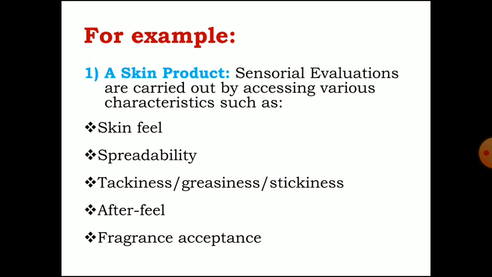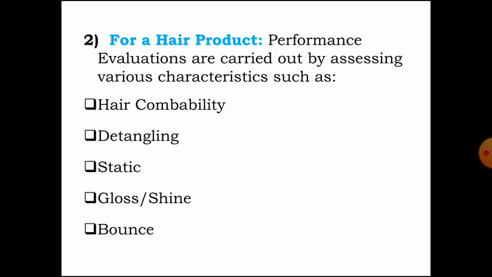Now the second example, a hair product. That means whatever type of hair product we have applied, what will be its performance and its characteristics, right? Performance evaluations are carried out by assessing various characteristics such as hair compatibility, detangling, static, gloss or shine, and bounce. These are the total 5 characteristics of the hair product.